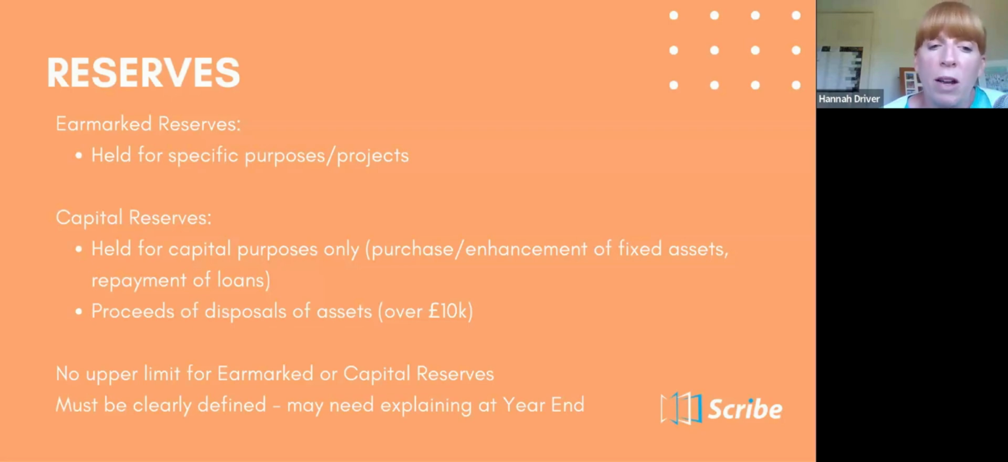And then we've got capital reserves. That's fixed assets and proceeds. If you dispose of over 10k, you need to use it just for capital reserves, enhancement of fixed assets or repayments of loans. As I mentioned, there is no upper limit for earmarked or capital reserves, but you must be able to justify them and you need to explain them.